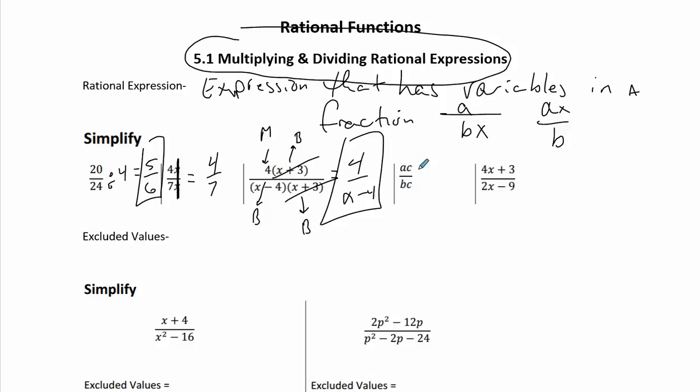Look at the fourth one here. What do they have the same? They both have a C. Cancel. What's left? A over B.